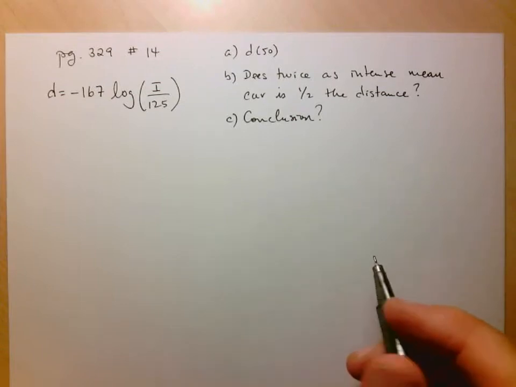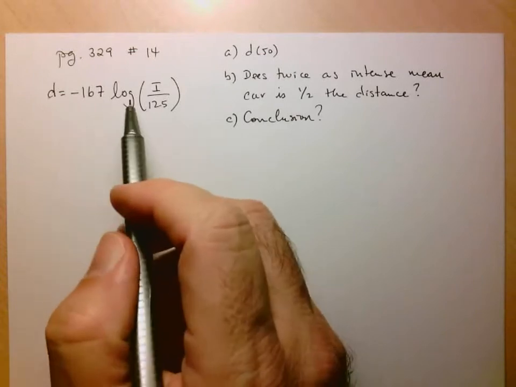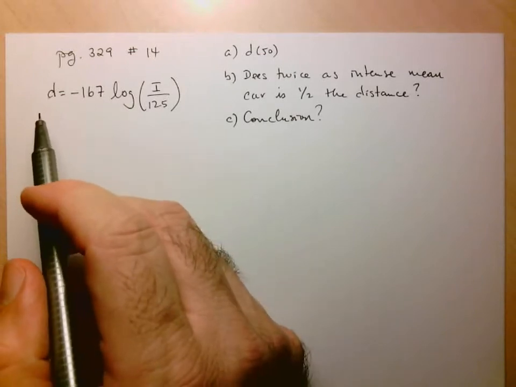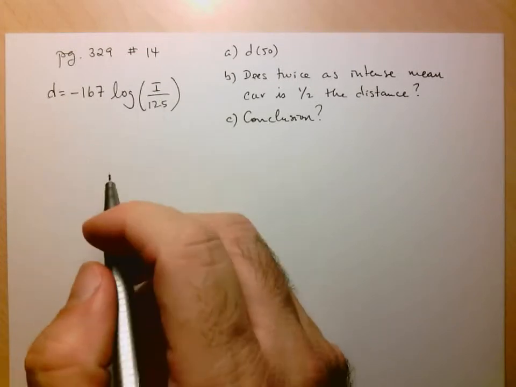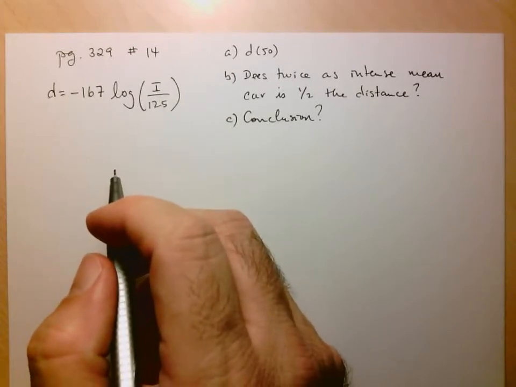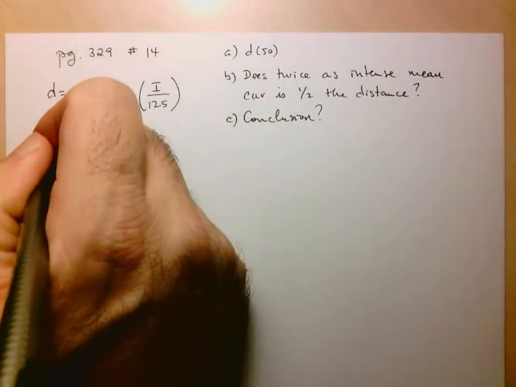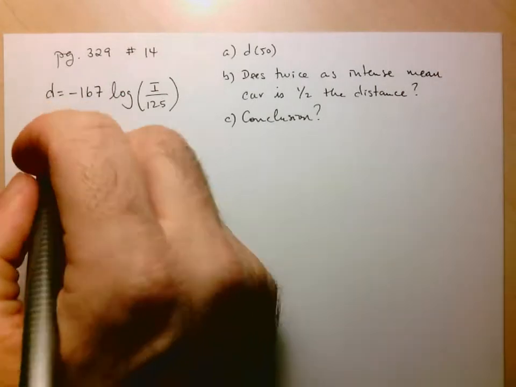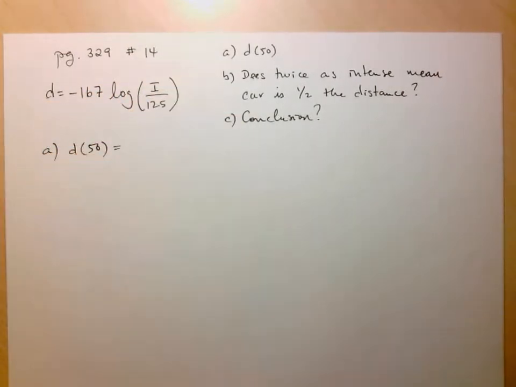Hi folks, we're going to take a look at page 329, number 14. Here, what this function gives us is the distance of a car based on how intense the headlights appear. The first thing they ask us to do, pretty straightforward, is to determine the distance when the intensity is 50 lumens.